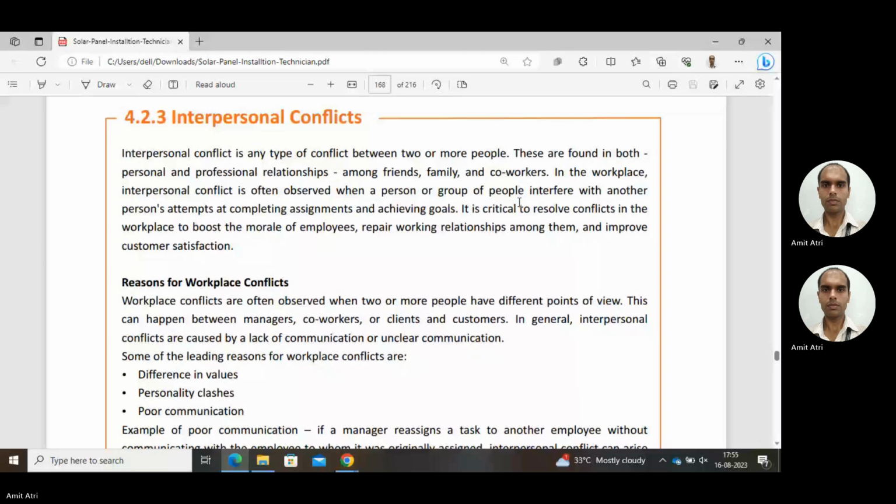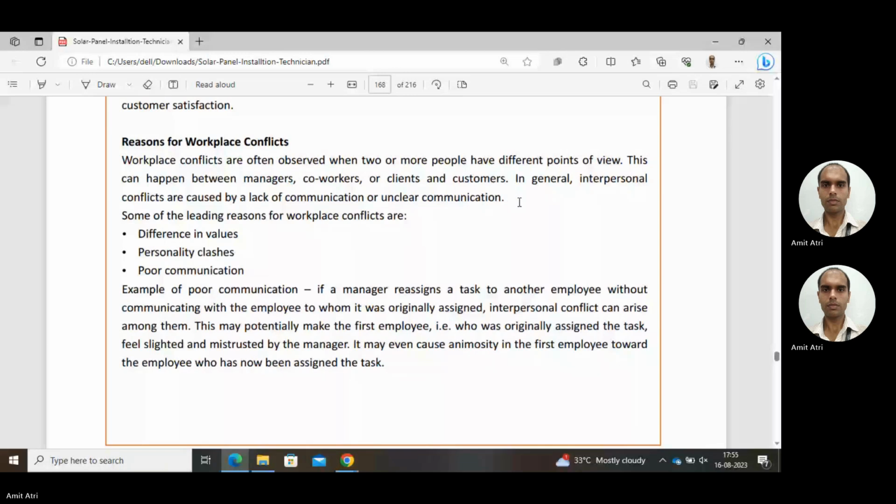If a manager reassigns a task to another employee without communicating with the employee to whom it was originally assigned, then interpersonal conflicts can arise among them. So there is a miscommunication. The task has been assigned to another person, but it is not conveyed to the first person that he will not be doing this task now. This may make the employee who was originally given the task feel slighted and mistrusted by the manager. He will think the manager is not trusting him, he's sidelining him. It may even cause animosity in the first employee towards the employee who has now been assigned the task.